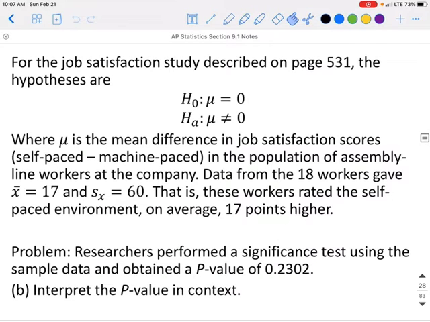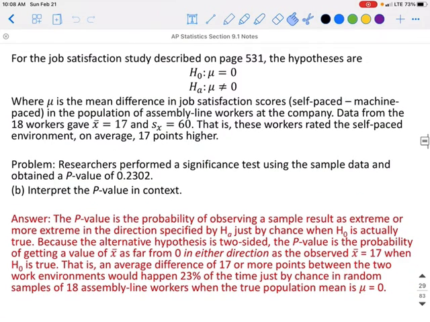Now, interpret the p-value in context. So our p-value is 0.2302. That p-value is the probability of observing a sample result as extreme or more extreme than we got in our sample in the direction specified by the alternative hypothesis just by chance when the null hypothesis is actually true. Because the alternative hypothesis is two-sided, the p-value is the probability of getting a value of x-bar as far from 0 in either direction as the observed value of x-bar equals 17 when that null hypothesis is actually true.